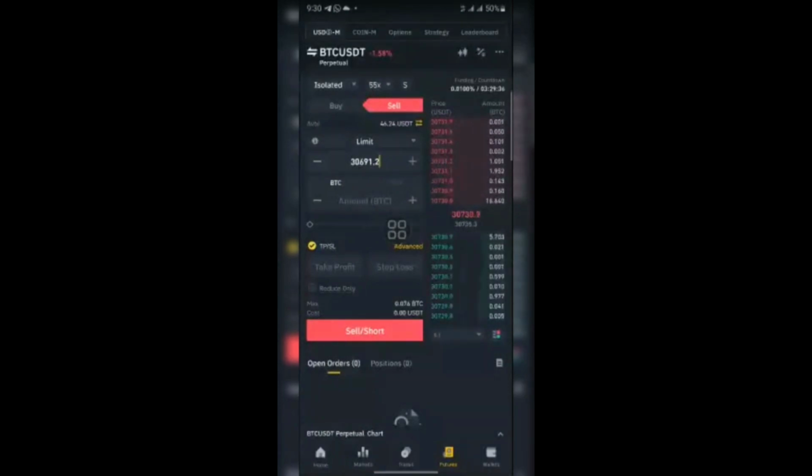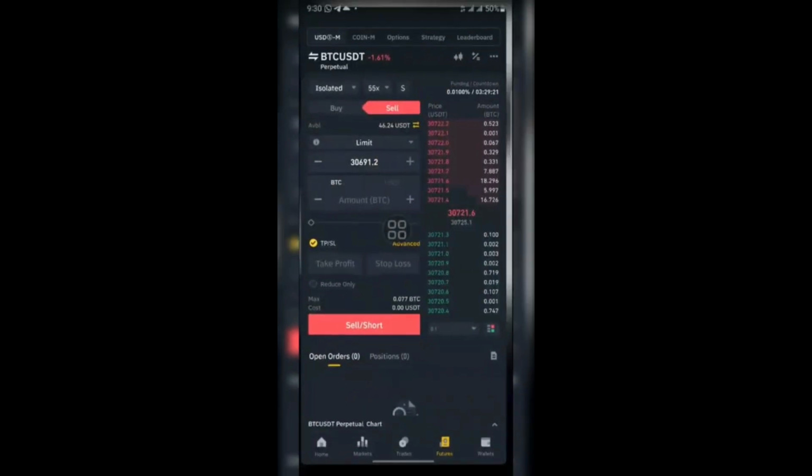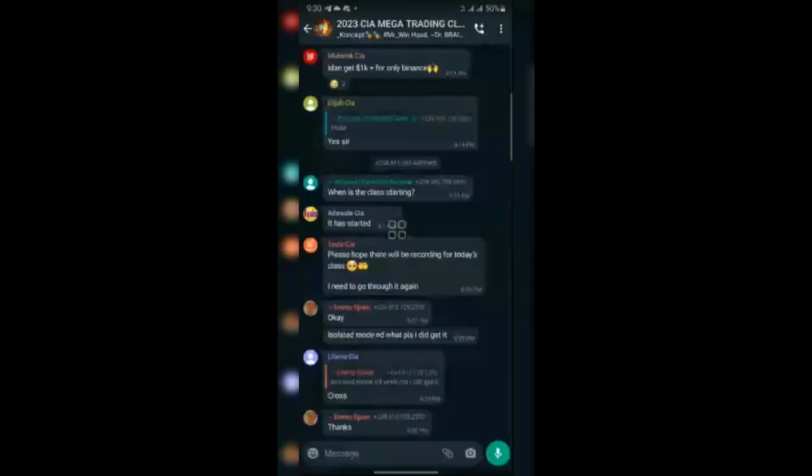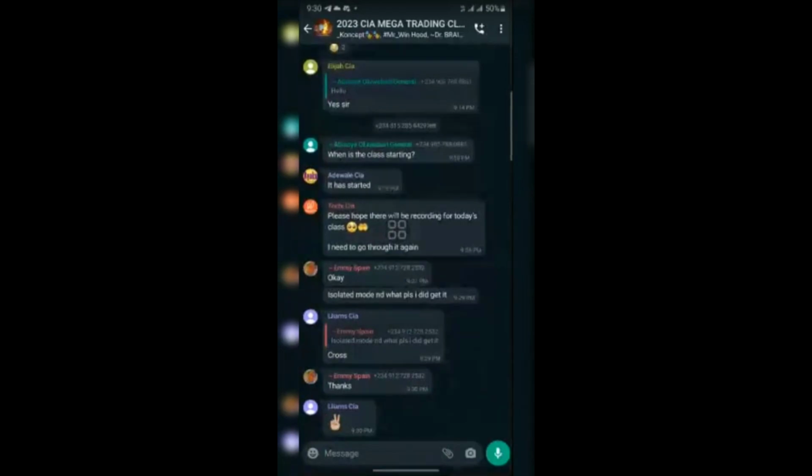Do you understand now? That's the difference between isolated and cross. It means it will cross over to eat your other remaining balance. Please, do we all get isolated and cross now? Please let me see your reaction. Do we all get isolated and cross? Okay, nice. So that's that.